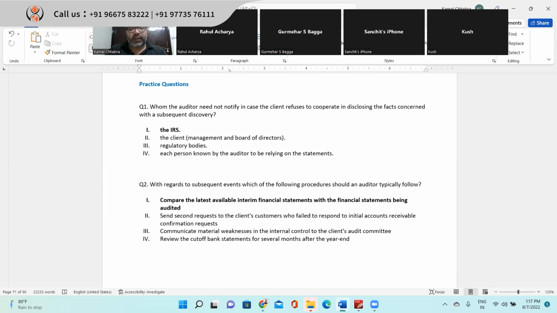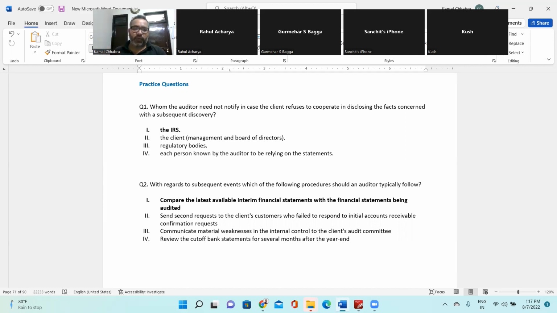Right. With regard to subsequent events, which of the following procedures should an auditor typically follow? Compare the latest available interim financial statement with the financial statement being audited. Send a second request to the client's customer who failed to respond to the confirmation. Communicate material weakness in internal controls to the client audit committee. Review the cut-off bank statement for several months after the year end. What do you do generally?